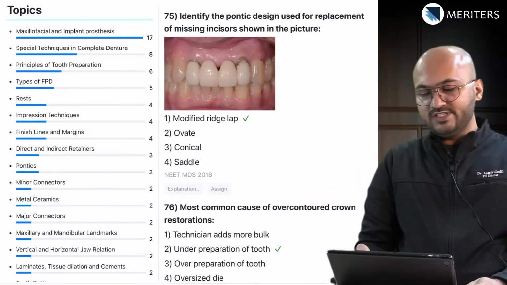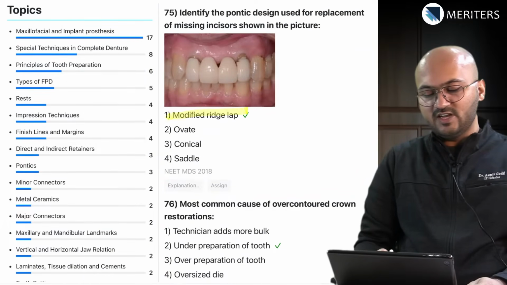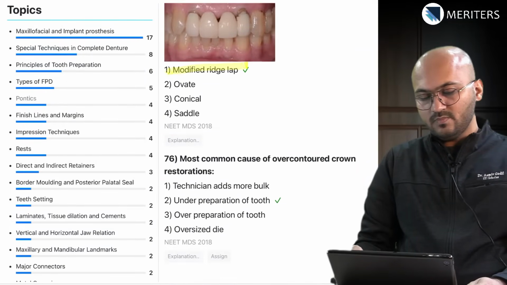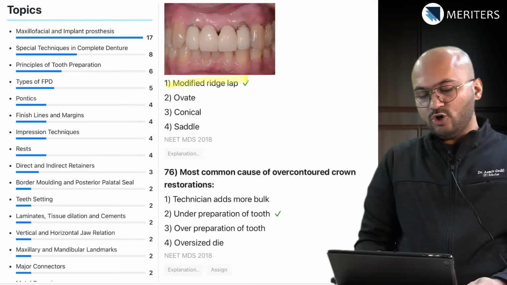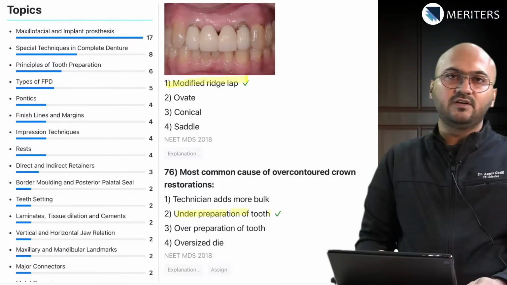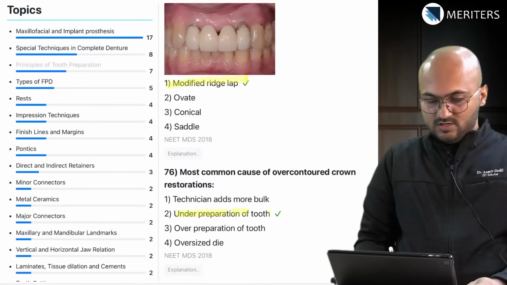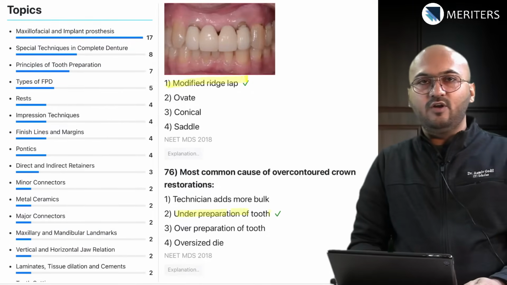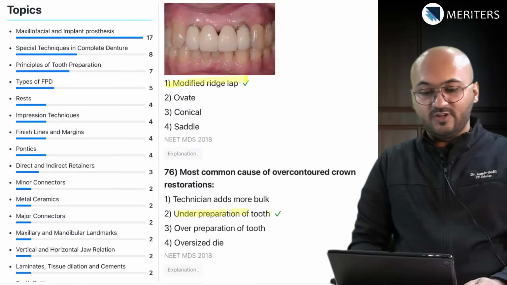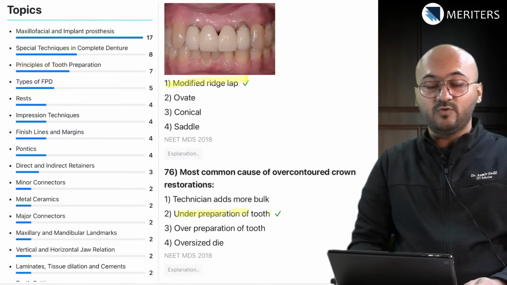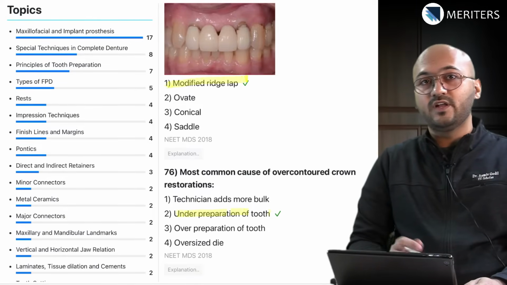Then image based question for identification of modified ridge lap pontic. And most common cause of over-contoured crown is under preparation. Similar question with different language before. So that brings us to the end of the analysis, and as you can see, we have 17 questions from maxillofacial and implant. Who would have known?